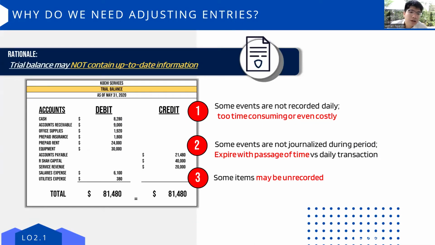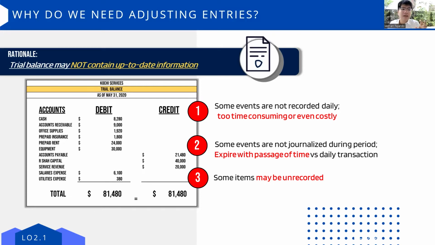Because when you create that trial balance on the last day of your reporting, that trial balance or the unadjusted trial balance may not contain up-to-date information. Why? So there are probably the top 3 reasons why, probably there are other reasons, right? So number 1, from the perspective of an accountant, some events are not recorded daily, right? Sometimes, it's too time consuming or even costly na everyday na lang may ginagawa ka. Kino-compute ka, ganun. So sobrang time consuming, right? So some events are not recorded daily.